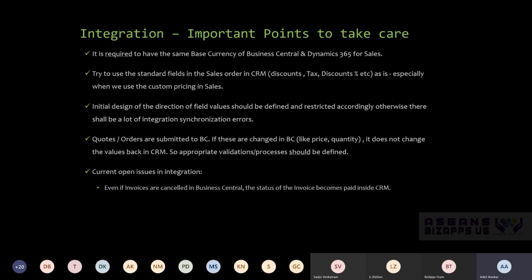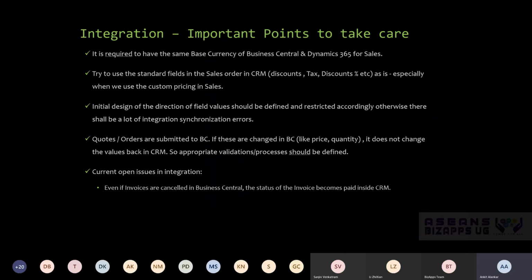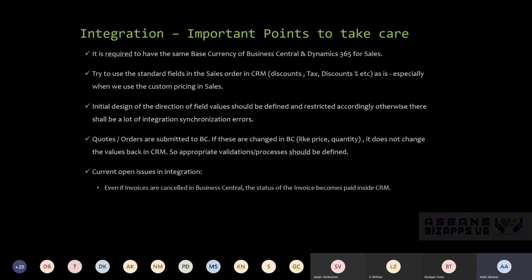Okay. Now, the second thing, the fourth thing that I would like to tell is that this quotation and orders that we submit to BC, right? If you change anything in BC, like price, quantity, whatever, add an extra line, it does not change back to CRM. So we should be sure and we should add proper validations. Otherwise, the data integrity will be gone, right? So we have to take care of that.